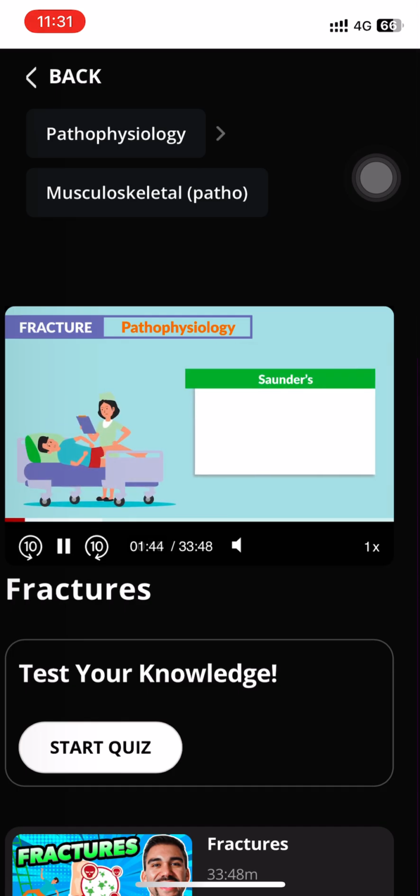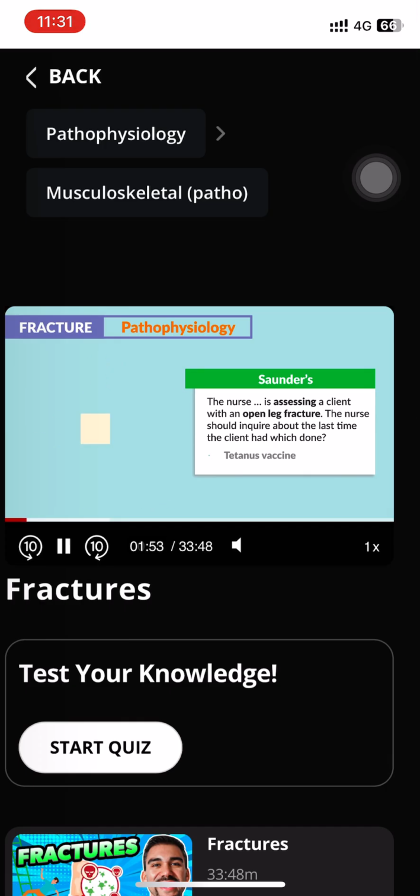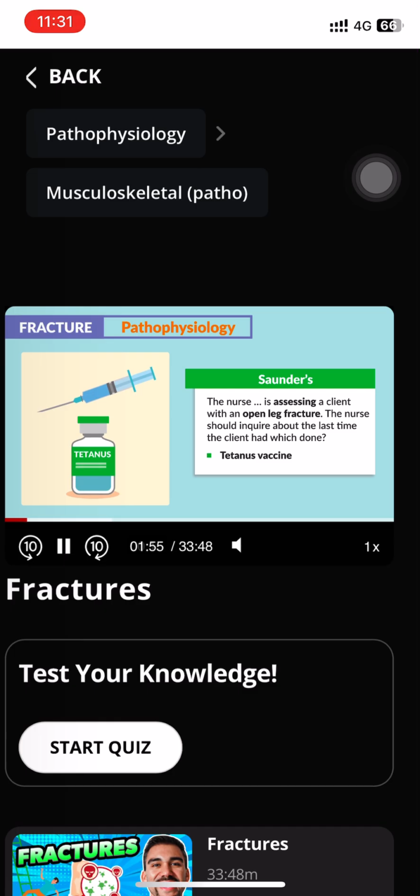So Saunders mentions, the nurse is assessing a client with an open leg fracture. The nurse should inquire about the last time the client had which done. A tetanus vaccine, yes, because any type of open fracture leads to more infection.